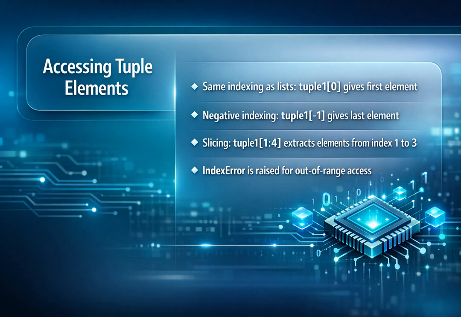Accessing tuple elements works exactly like lists. Use a positive index starting from 0 to access from the left, or a negative index starting from -1 to access from the right. You can also use slicing to extract a range of elements. An out-of-range index raises an index error.